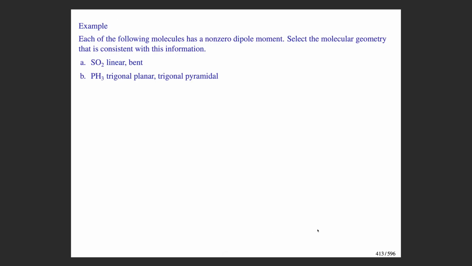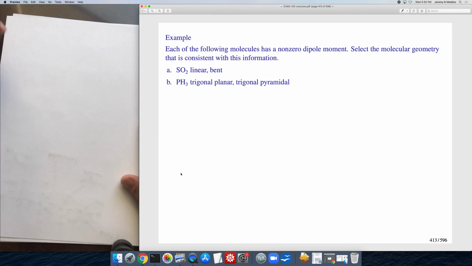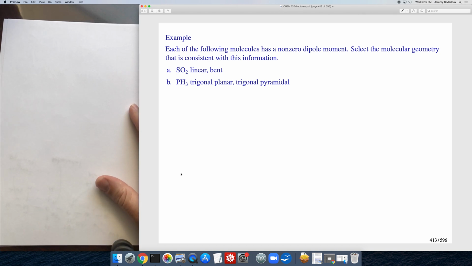And so what we're being asked to do here is to evaluate the geometry for these two molecules, given that they both have a non-zero dipole moment. That means that they do have dipole moments. So SO2 has a dipole moment. Let's consider this using some paper. Just without going through the full VSEPR model evaluation, let's just look at the two different geometries.